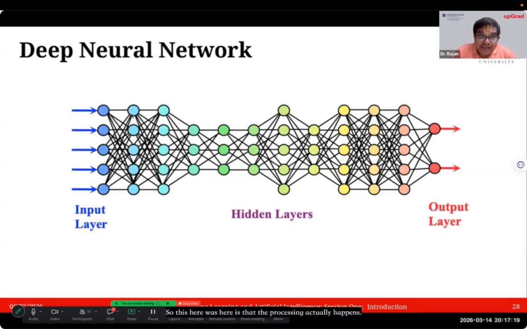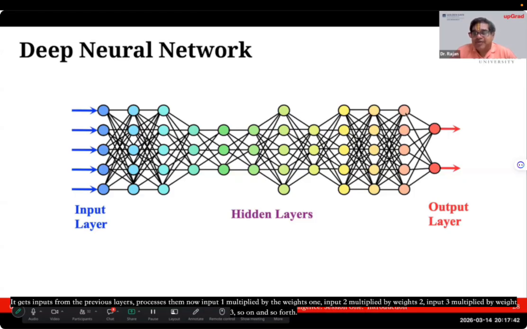So this here is where the processing actually happens. Sorry, the hidden layers. The input layer, even though we call it a layer and try to represent it like every other neuron, is basically the variables. That's all it is. On the other hand, the output layer is like a regular neuron.